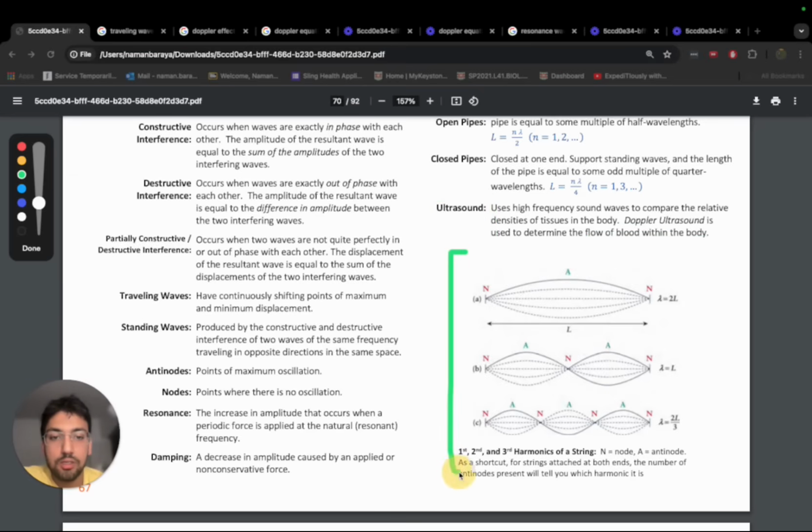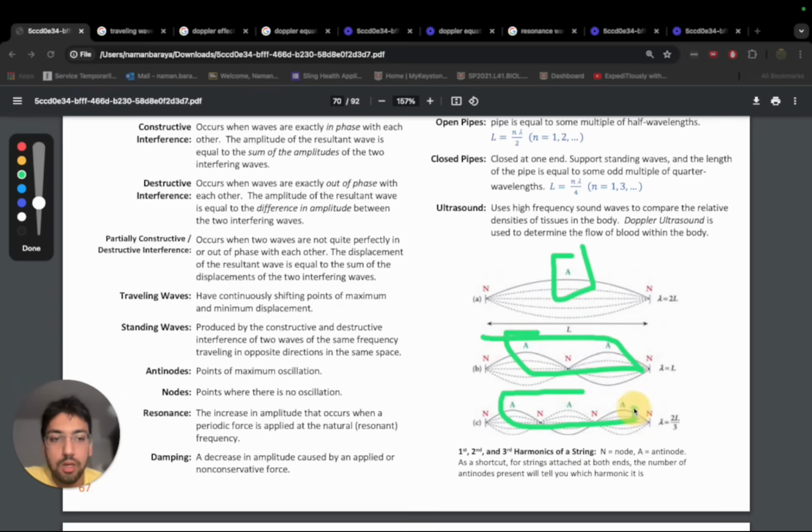These are harmonics, so as a shortcut, if you see that the string is attached on both ends, then you can just use the number of antinodes, and that'll tell you which harmonic you're looking at. So this is the first harmonic, this is the second harmonic, this is the third harmonic. And this is kind of the wavelength that I was telling you about. So again, you can use this open closed pipe concept and figure out what is the wavelength.